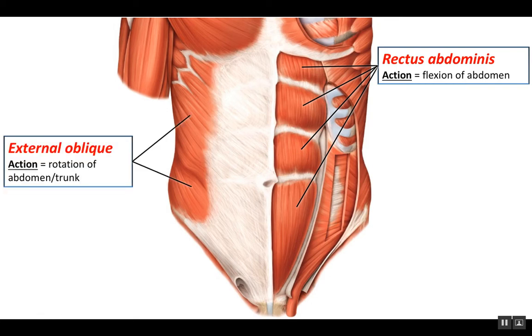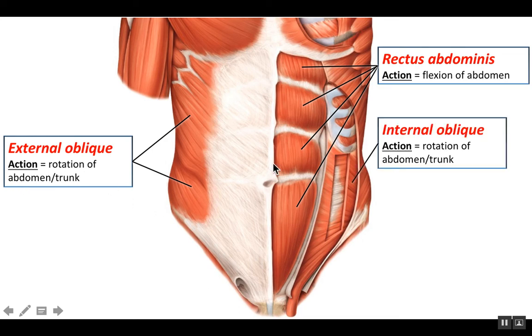You've got two layers underneath the rectus abdominis. You have the external oblique, and then underneath it is the internal oblique. Now notice on this side they haven't removed any muscles, so this is more of the superficial view. And notice the direction the muscle fibers are running. They're running on an angle. They're running oblique. The external oblique is going to help rotation of the abdomen and trunk.